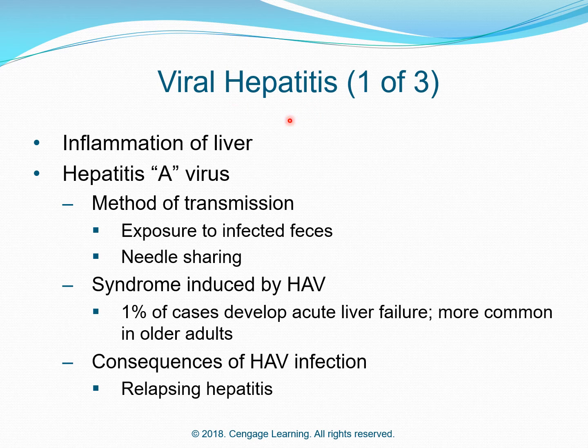Viral hepatitis is inflammation of the liver. Hepatitis A virus: method of transmission is exposure to infected feces and needle sharing. Syndrome induced by HAV: 1% of cases developed acute liver failure, more common in older adults. A consequence of HAV infection is relapsing hepatitis.